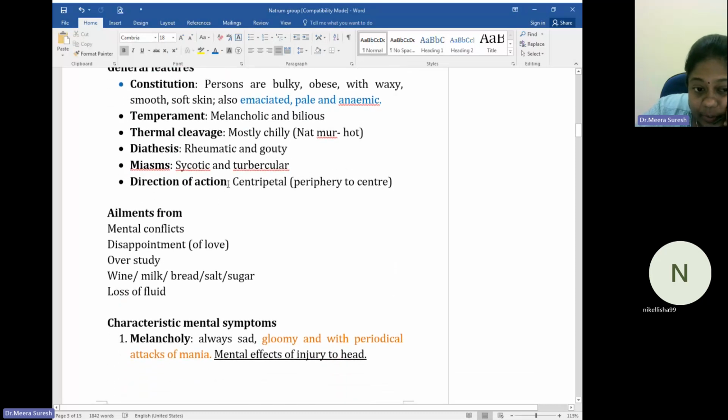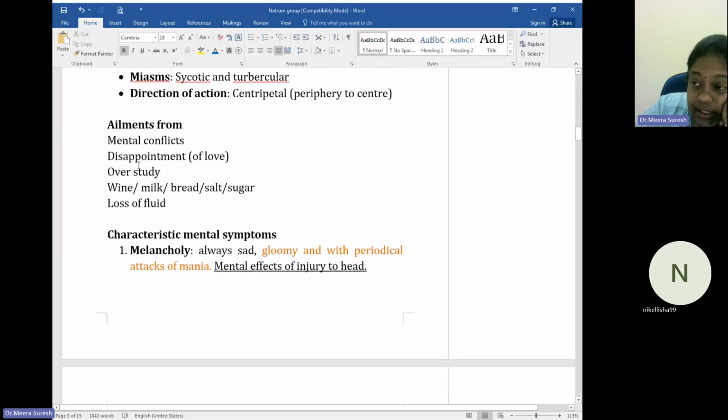Then miasm: psoric, especially sycotic, that we will see in natrum sulph prominently. It's a very important sycotic remedy. Then direction of action will be centripetal, periphery to center. Ailments from: mostly it is the mental complaints, because this is a melancholic remedy and very sensitive also. Most of the complaints are from the mental level, that is mental conflicts, disappointment. It can be any disappointment, because they are one of the most melancholic groups of remedies. So any disappointment is possible, but of love especially.